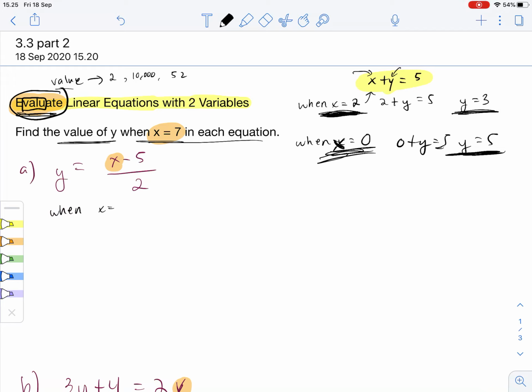When x equals 7, then y equals, well, instead of x, I'm going to write 7, and then I'm going to write the rest of the equation: 7 minus 5 divided by 2. So I'm plugging in 7 for x. And now I'm simply just going to solve. Therefore, y equals 2 divided by 2, and we know that 2 divided by 2 is just going to be 1.